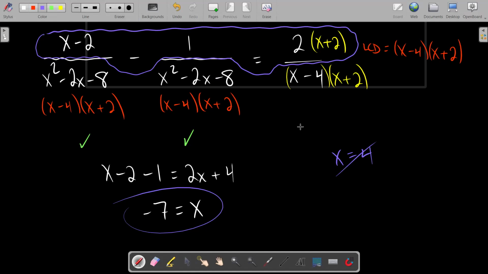And so let's think about this for a second. Follow my long green arrow. If I took 4 and I put it into any one of these denominators, like say right there, what is 4 minus 4? And what is 0 times 6? And you see what you've done is you've created a situation where you break commandment number 1. You tried to divide by 0. 4 would be an answer that would not be okay.